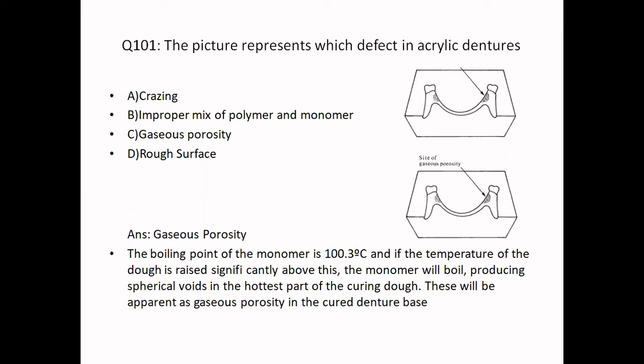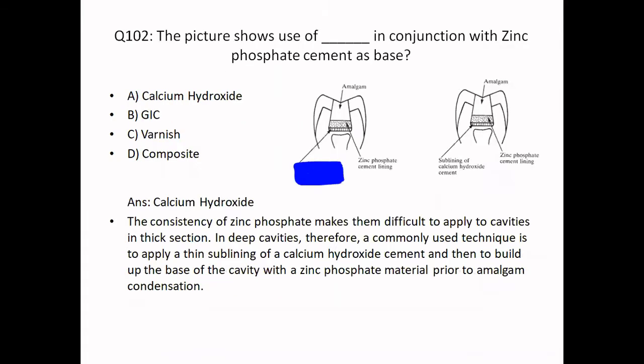And these will be apparent as gaseous porosity in the cured denture base. So in the maxillary portion, the palatal portion shows most commonly these gaseous porosities, and in the mandible we'll see these gaseous porosities in the retromolar area because the thickness of the denture is more there.